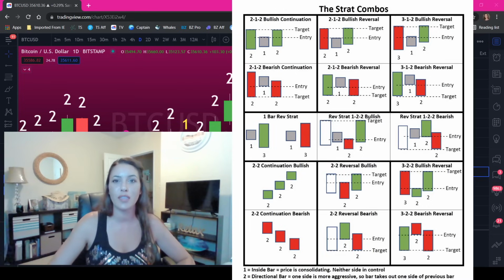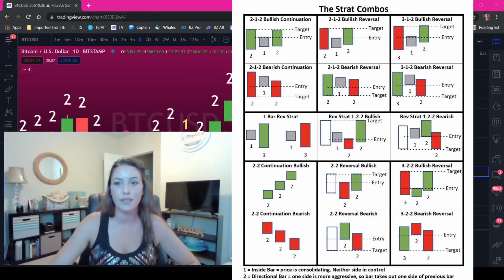This week, you guys decided you wanted me to talk about what the 1, 2, and 3 bars of the strat are and what they mean. And once you know what they mean, then you can use the strat combo sheet to plan your trades around these setups.